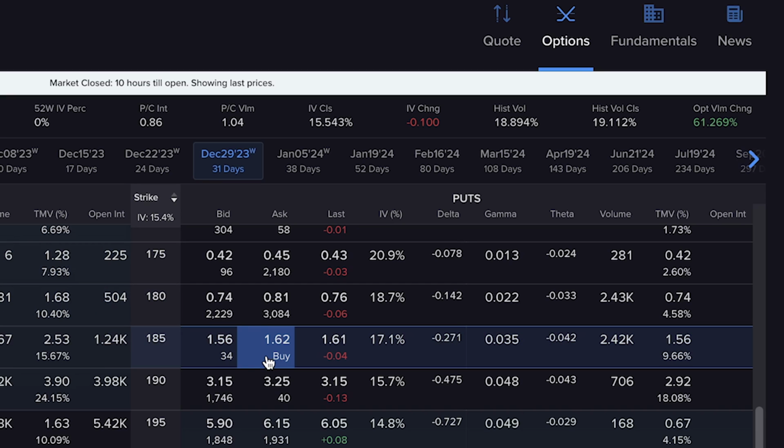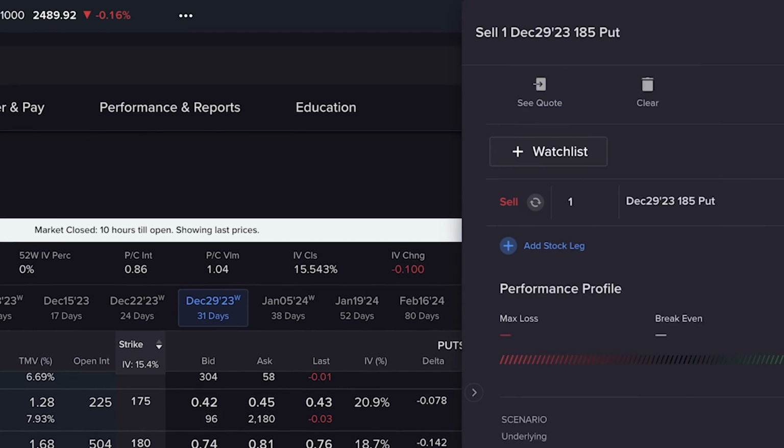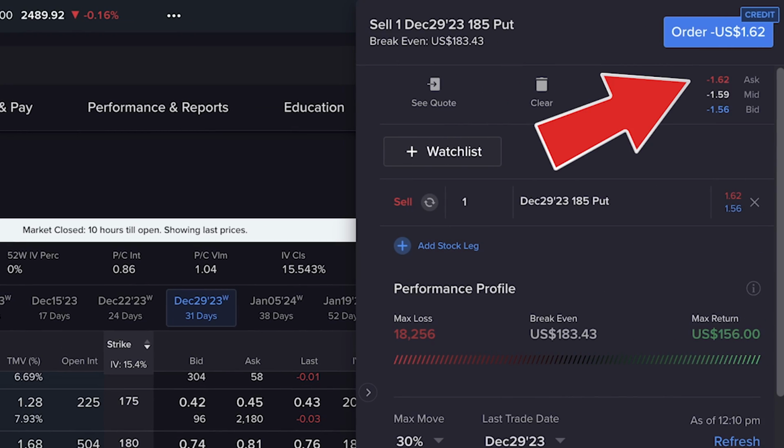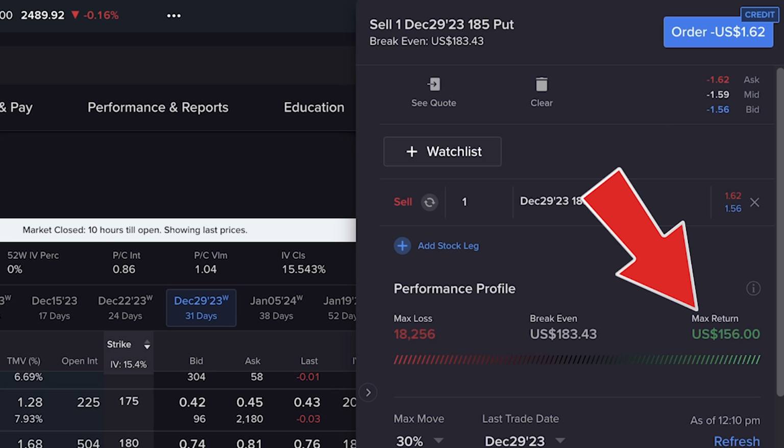Here's a nice trick. If you mouse over the ask price, it will show buy. And if you mouse over the bid price, it will show sell. I want to sell the option, so let's click on the bid price. Let's analyze this. If you decide to sell at the ask price of $1.56, you get to collect a premium of $156. Because remember, each option contract represents 100 shares. This will be your max profit.